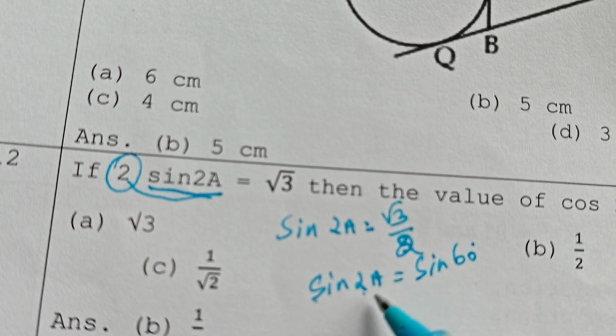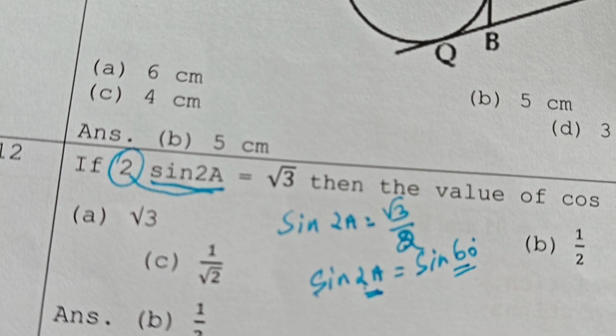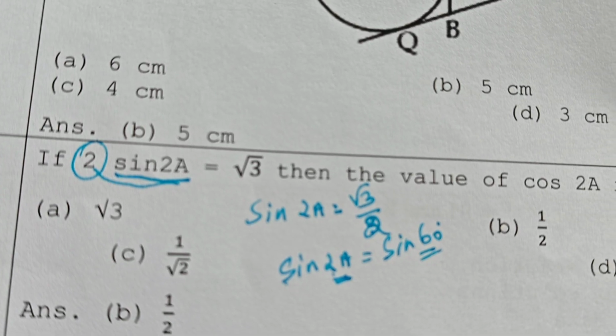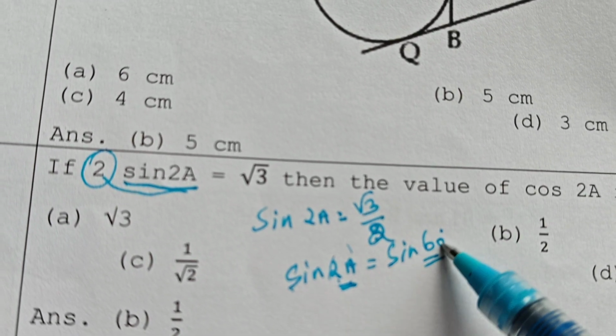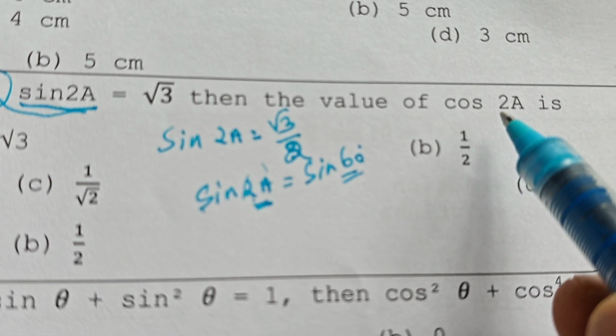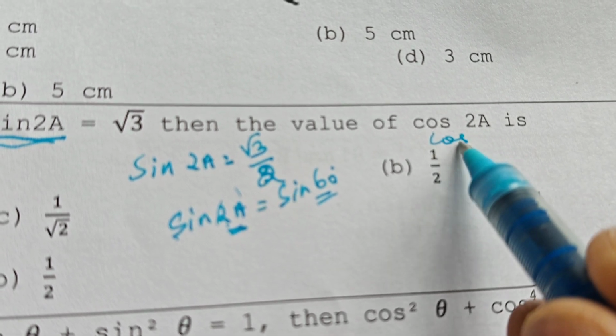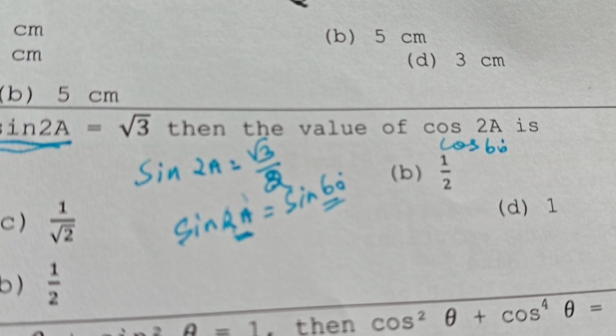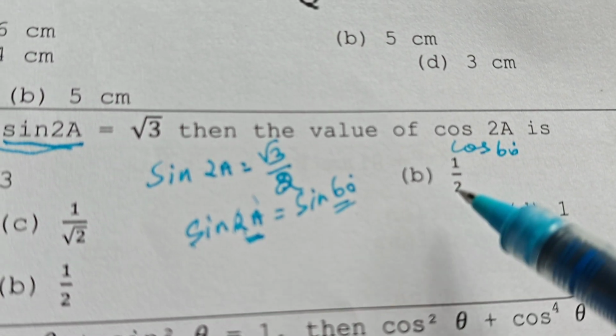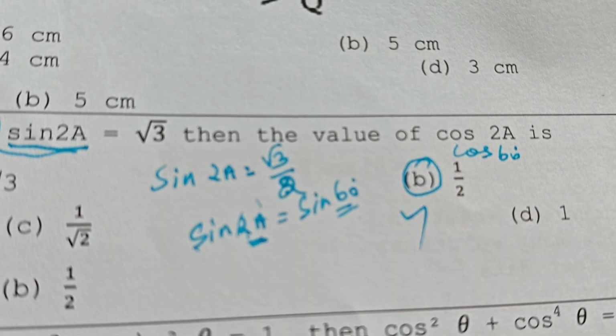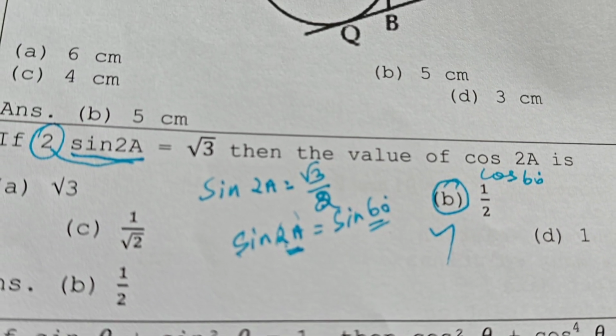So 2a is 60 degree. We find the value of 2a is 60 degree. Apply it here in cos 2a. Cos 2a means cos 60 degree. What is the value of cos 60 degree? Half. So option C is the right answer.